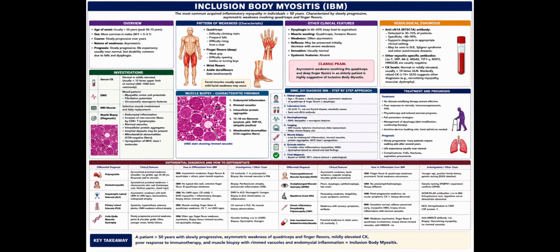Muscle biopsy, diagnostic. Characteristic findings include endomysial inflammation, invasion of non-necrotic muscle fibers by CD8 plus T lymphocytes, rimmed vacuoles, intracellular protein aggregates, and amyloid deposits may be present.